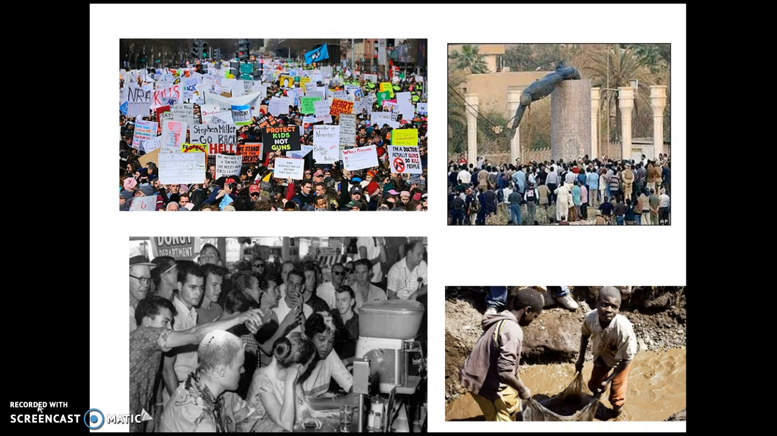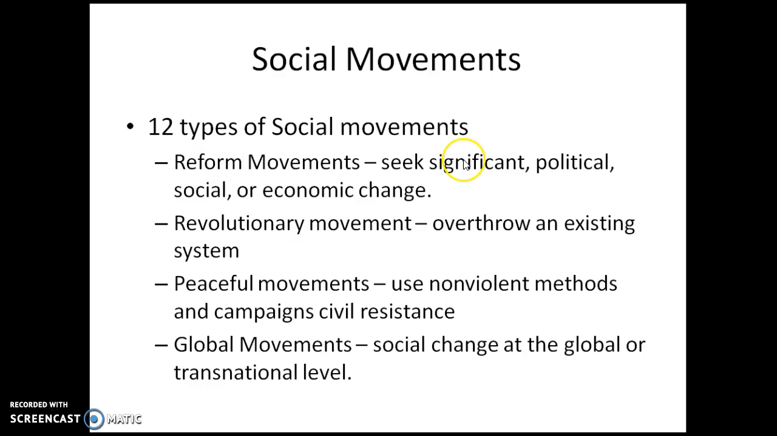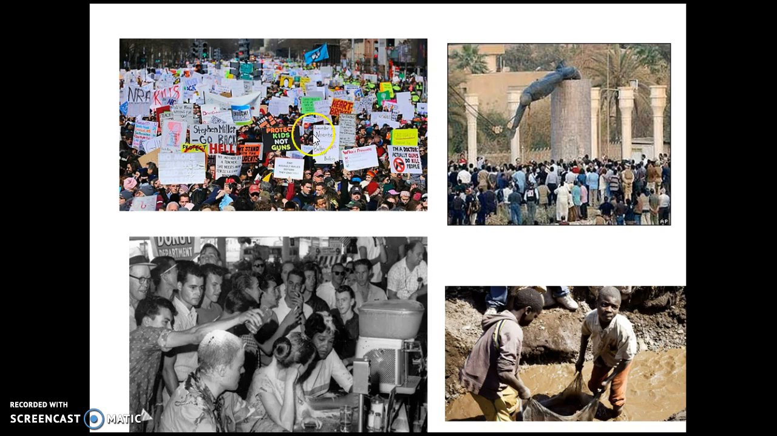I'm going to show you now 4 examples of those 4 types of movements. So the first movement that we see here is the Never Again movement. This is from the march that we had in Washington a couple months ago. And this movement would be an example of a reform movement. They're asking for significant political change or social change in their gun laws and gun legislation, making it harder to get access to guns.